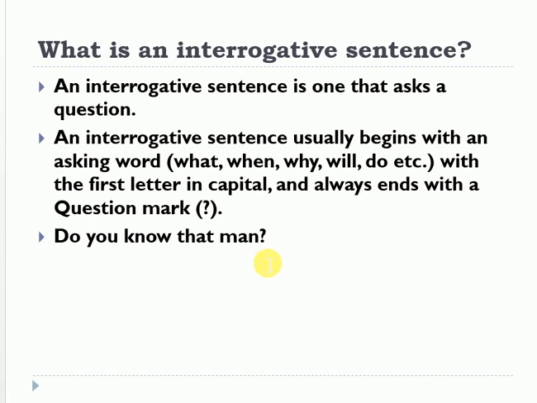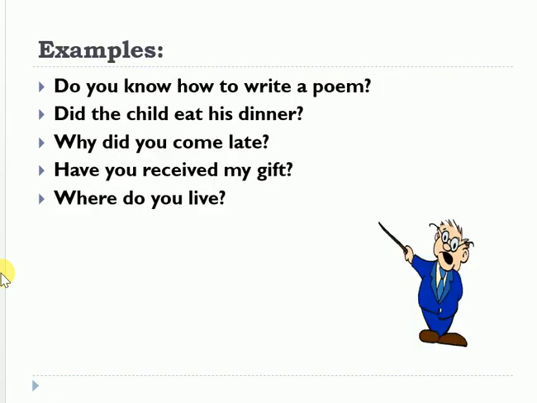Do you know that man? That's a question that starts with an auxiliary, do, and ends with the question mark. This is kind of a question, and this is an interrogative sentence. Some more examples. Do you know how to write a poem? Did the child eat his dinner? Why did you come late? Have you received my gift? Where do you live? And there is the raised pitch. Whenever you pose a question, there would be a raised pitch at the end.